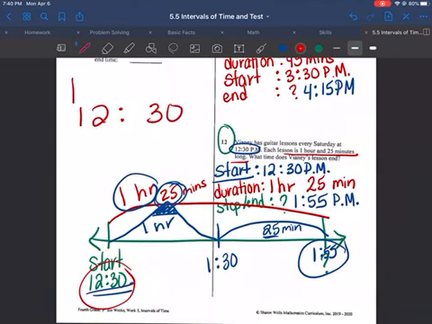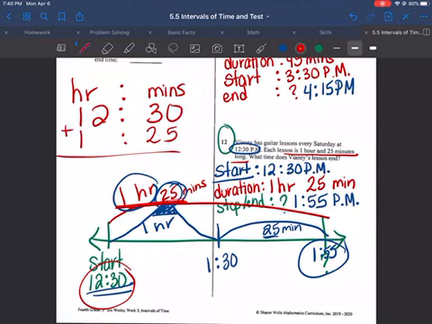So my start time is 12:30. Remember, these are my hours and these are my minutes. I'm going to add my duration, which was 1 hour and 25 minutes. 5 plus 0 is 5. 3 plus 2 is 5. 12 hours plus 1 is 13.